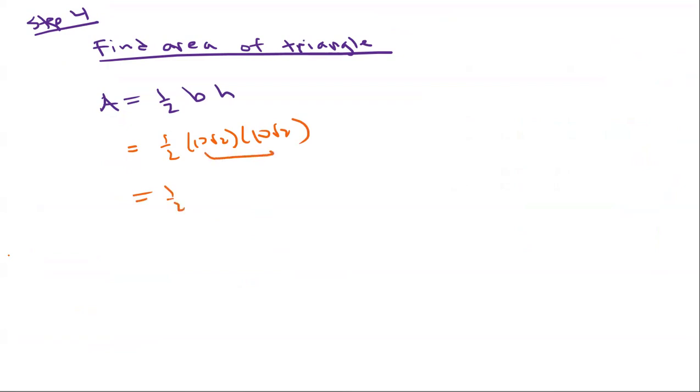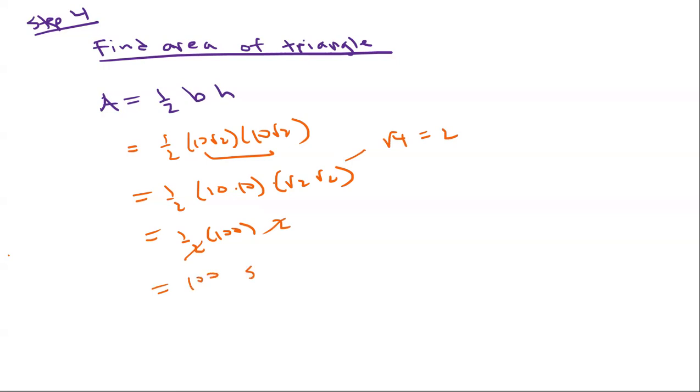So 1/2, I'm going to multiply the ones without any radicals together, so that's 10 times 10. And then I'm going to multiply the ones with radicals, so that's radical 2 times radical 2. So 1/2, 10 times 10 is 100, and radical 2 times radical 2 is just going to give us 2. Or we can say this is radical 4, which is 2. Notice that the 2's here are going to cancel, and then we're left with 100. So that would be 100 square units.